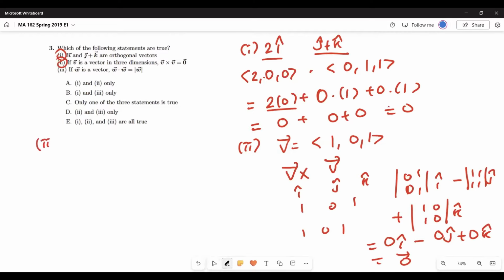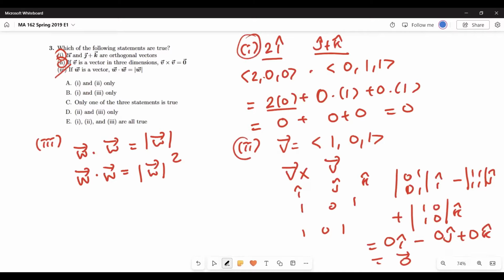And then let's look at the third one. If w is a vector, w dot w equals w magnitude. If you remember your dot product properties, if you dot two vectors like w dot w, this should become w magnitude squared instead of just w magnitude. This is a property that you should memorize. So this is not right. It should be the squared value of the magnitude. So 1 and 2 are right, meaning the answer for this question is A.